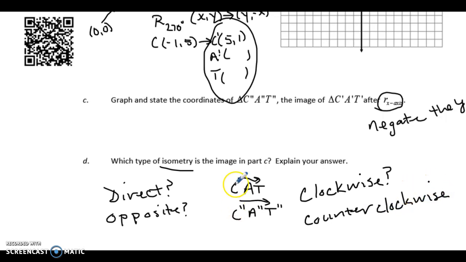All right, so if these match, if you're going clockwise in both directions or counterclockwise in both directions, then it's direct isometry. If you're going clockwise in one and counterclockwise in the other, then it's an opposite isometry. So that's what I want you to check. And I will see you tomorrow.